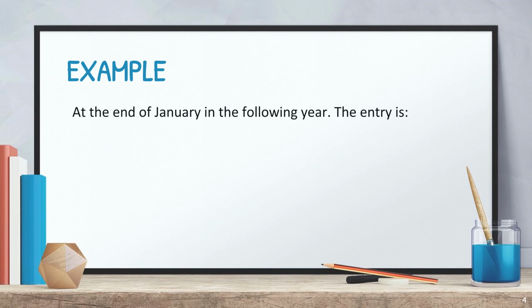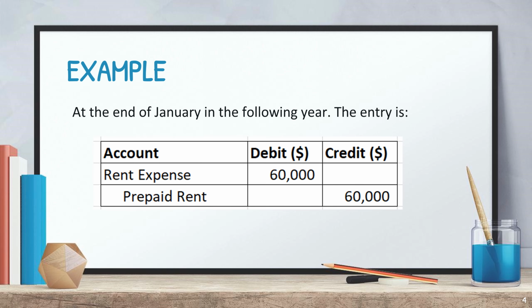Now, let's fast forward to the end of January in the following year. We need to make an adjusting entry to account for the rent expense that has now been incurred. How do we record this adjustment in the journal? Since the prepaid rent has been used up, we decrease the prepaid rent asset account with a credit entry of $60,000. Simultaneously, we increase the rent expense account with a debit entry of $60,000 to reflect the expense incurred.